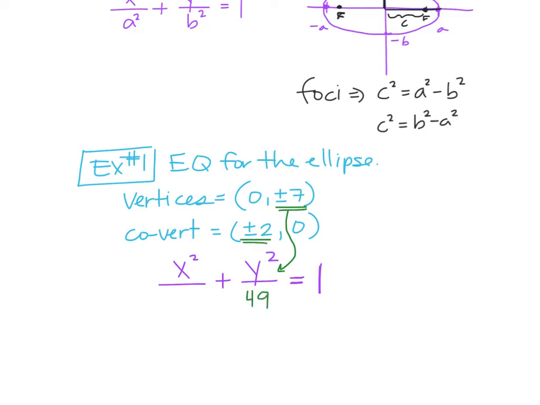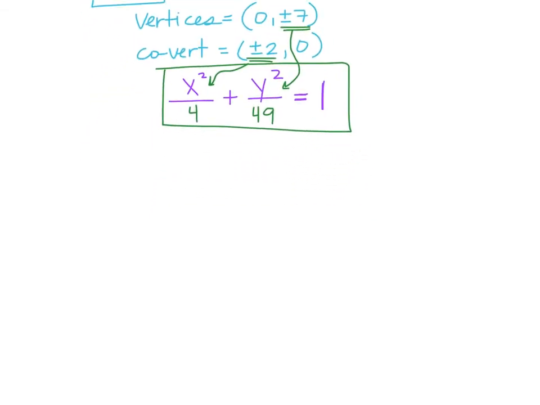This is going to be your x, which is going to go with this, and that's your a. A squared, or 2 squared, would get you 4. So your equation looks like this, and that is about as easy as they get on these problems. We're going to get a little fancier. Example 2.